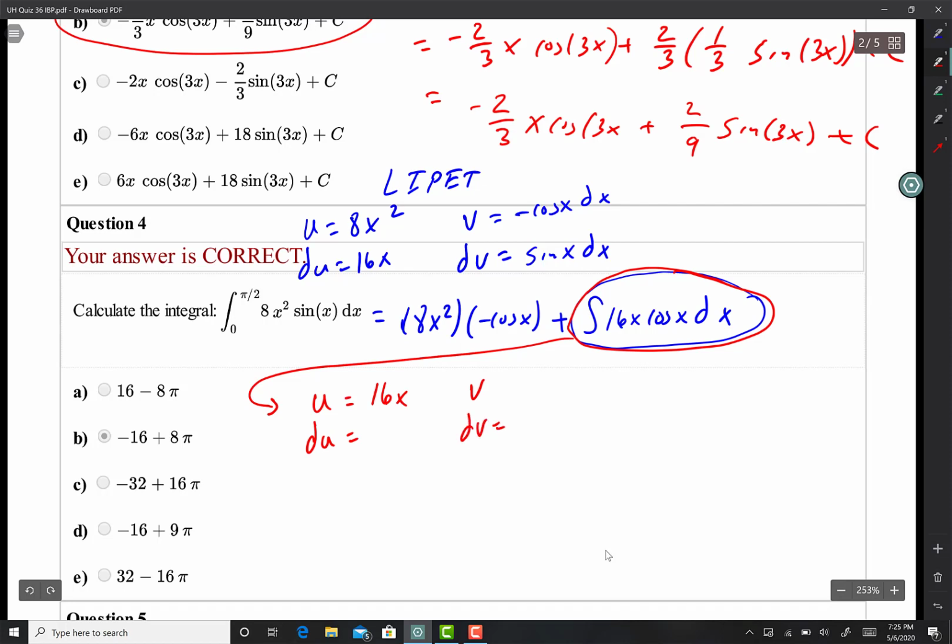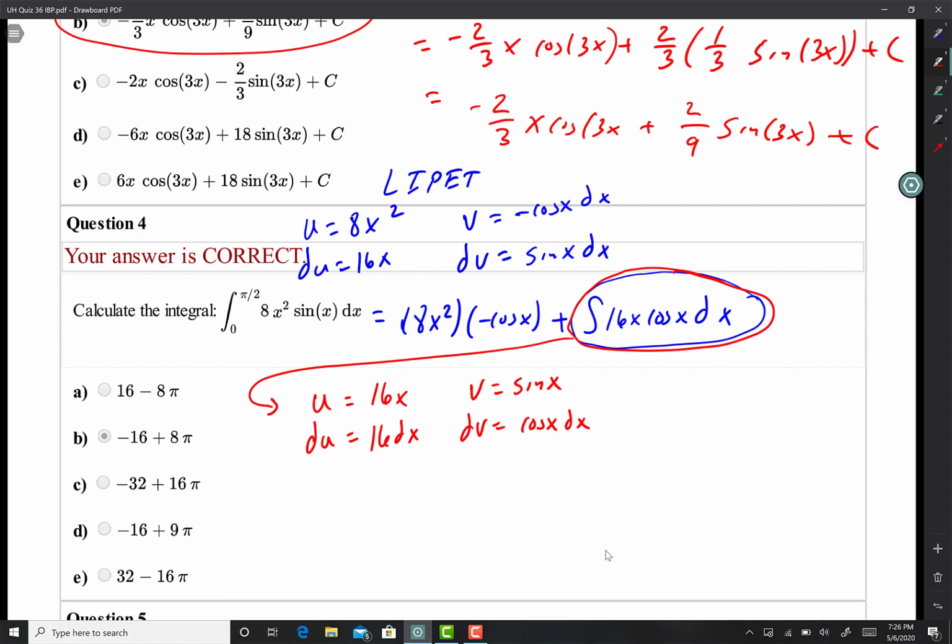So obviously the derivative of 16x is just 16, so 16 dx. And then my dv has to be my cosine x dx. Cosine x dx. So my v has to be sine x. The derivative of sine is cosine. Okay, so having said that, just for the stuff in the red, let's see what we got.